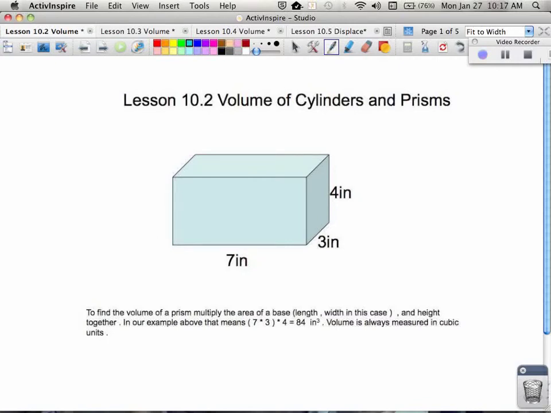In lesson 10.2, we're going to be talking about the volumes of cylinders and prisms. One of the most important things to remember about volumes is that volumes are always measured in cubic units. For example, we could say inches cubed, feet cubed, meters cubed. So keep that in mind when we talk about volumes.